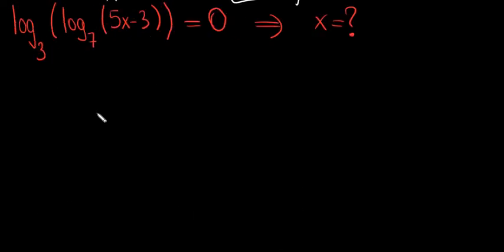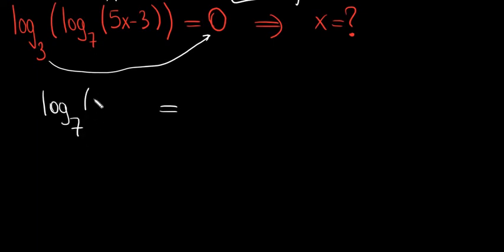So this is a similar example. We will be using the same idea. So here, this expression in the brackets is going to be equal to 3 to the power of 0. You see, 3 to the power of 0 is going to be equal to this expression. So log base 7 of 5x minus 3 is going to be equal to 3 to the power of 0. So any number to the power of 0 is 1, right? Any number to the power of 0 is 1.